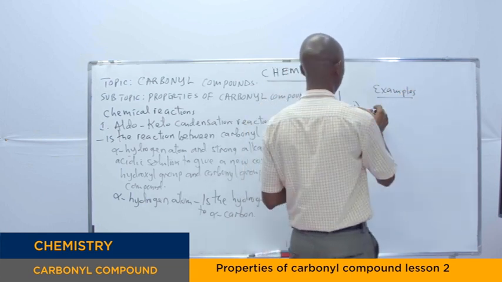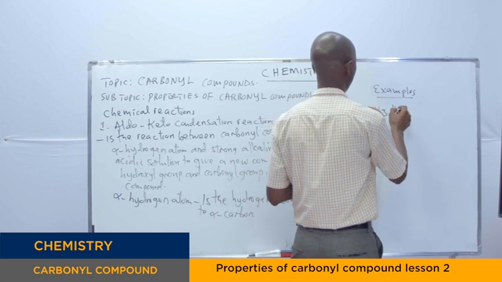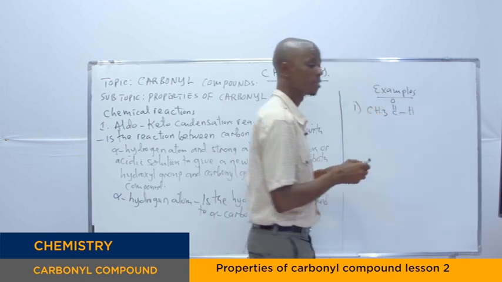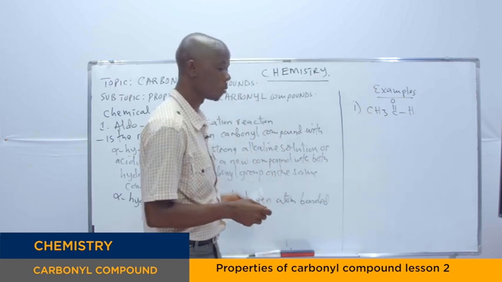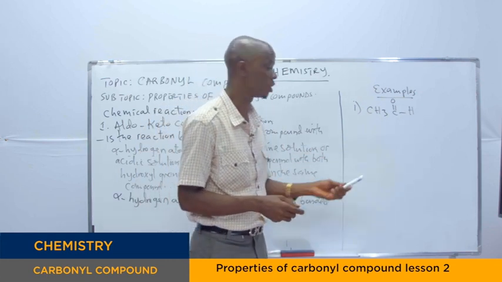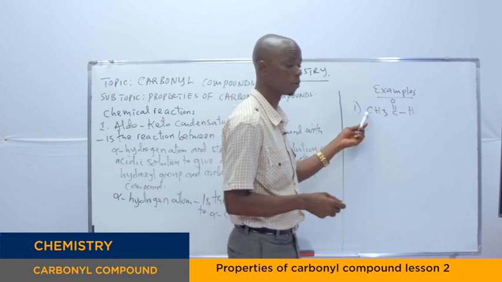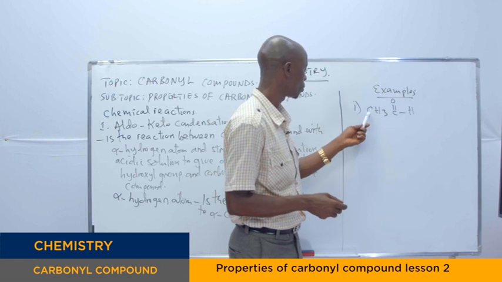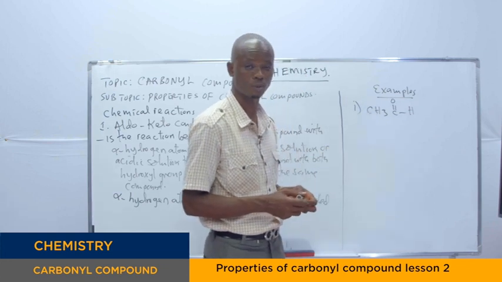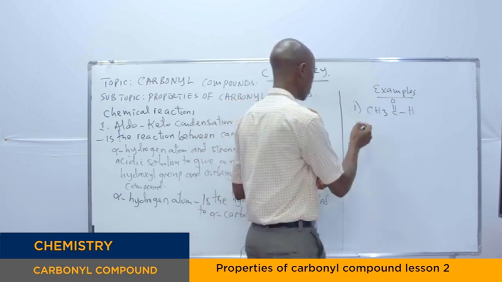Roman 1. This is ethanal. It is one of the examples of a carbonyl compound with alpha hydrogen atoms. This carbon is the alpha carbon. It is bonded to this carbon with the carbonyl group. So the hydrogen atoms bonded to this carbon are called alpha hydrogen atoms. So this is one of the examples.